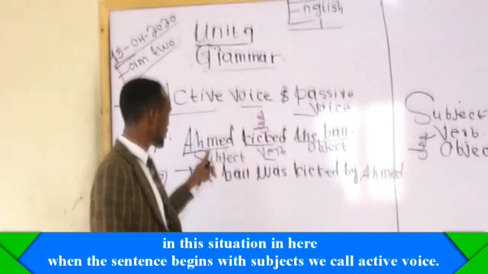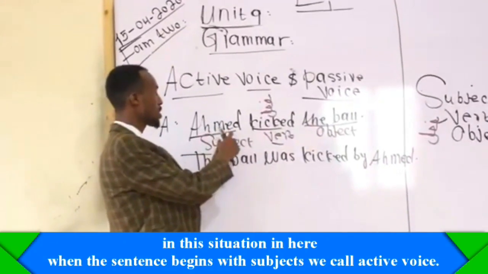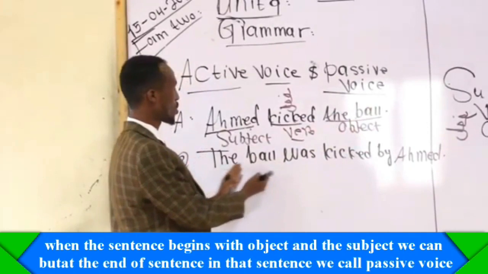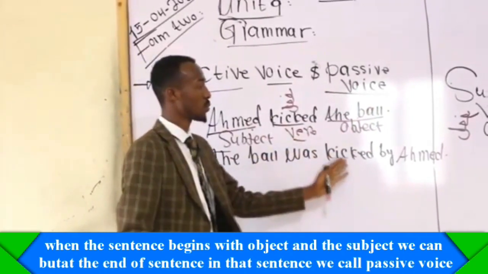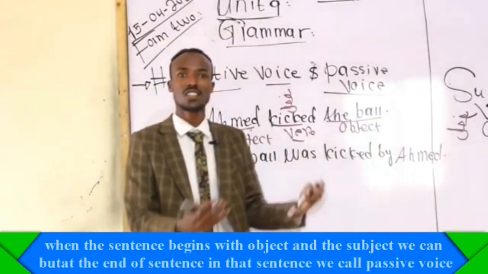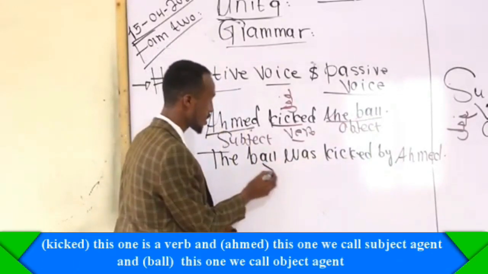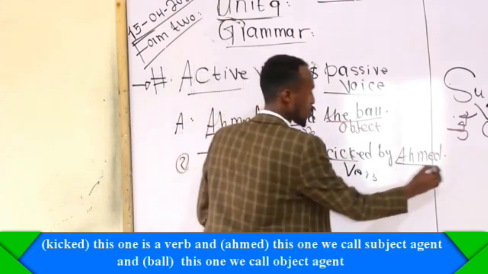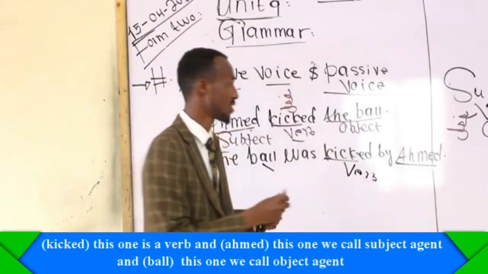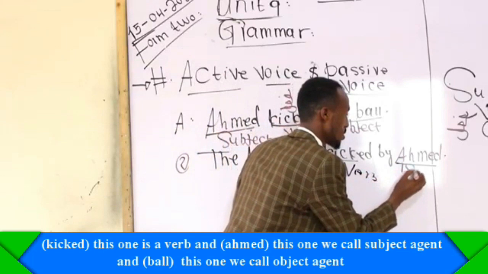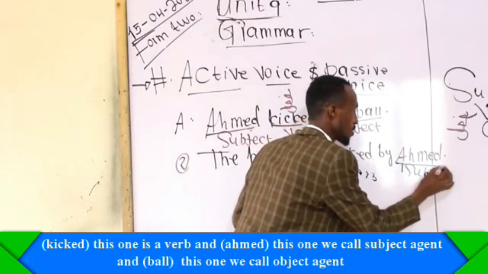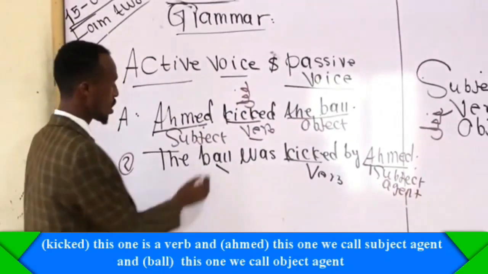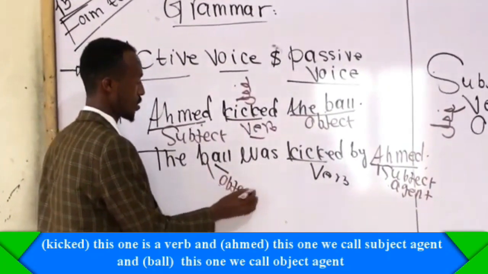Ahmed kicked the ball. The ball was kicked by Ahmed. In this situation, when the sentence begins with the subject, we call it active voice. When the sentence begins with the object and the subject we put at the end of the sentence, we call it passive voice. This one is a verb, it's the action, and this one we call subject, the agent, and this one we call object.